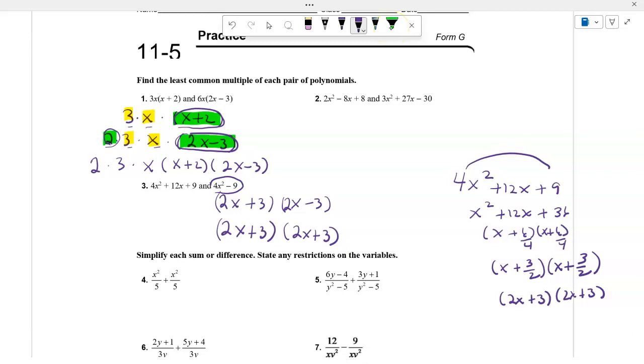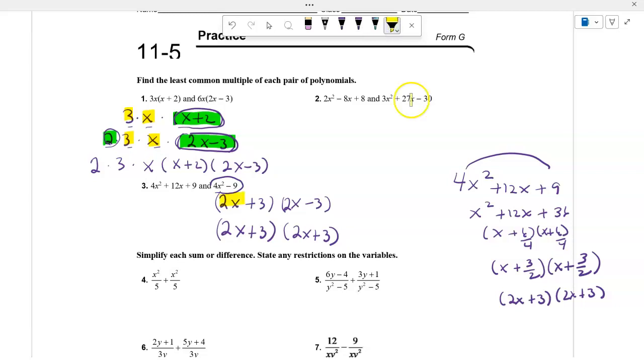I factored 4x squared plus 12x plus 9, and I did the work over here. 4 times 9 is 36. The factors of 36 are 6 and 6. Since we took out the 4, we divide by 4. So we have 2x plus 3 and 2x plus 3.